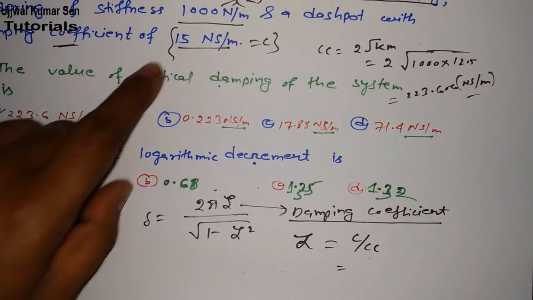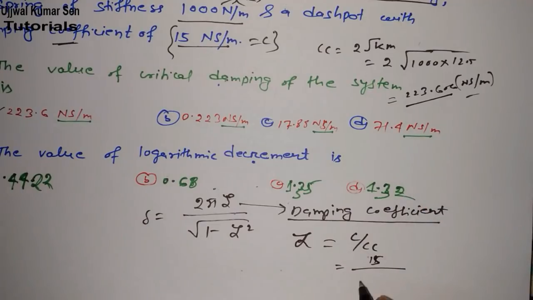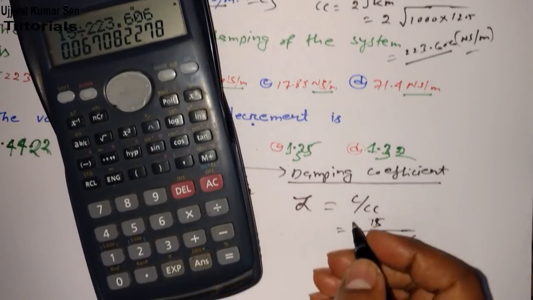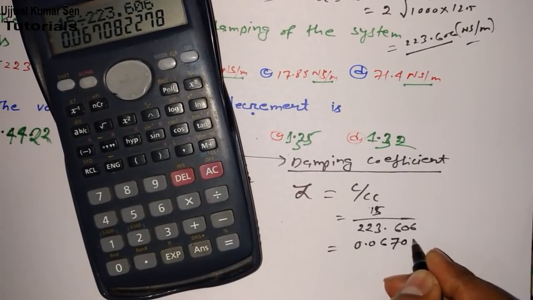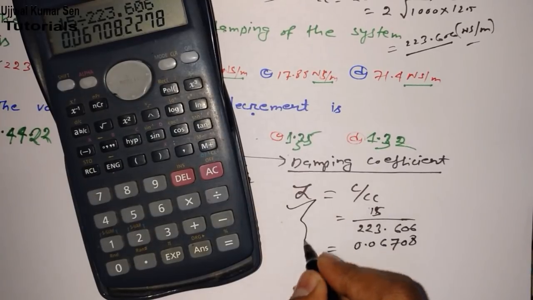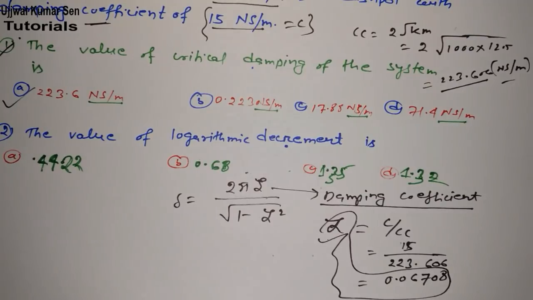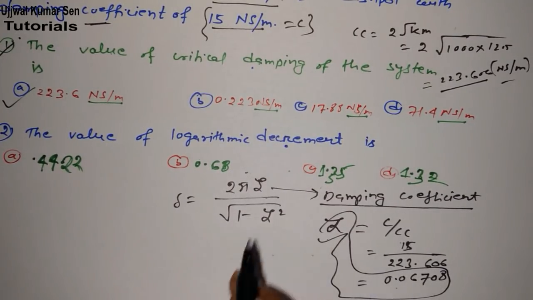So what is c? We have given c is 15, and we have calculated cc, that is 223.606, right? So do the calculation again: 15 divided by 223.606. It's a ratio, so there will not be any unit for this, right? So we are getting the value of zeta as 0.06708, right? Now we have to put this value here.